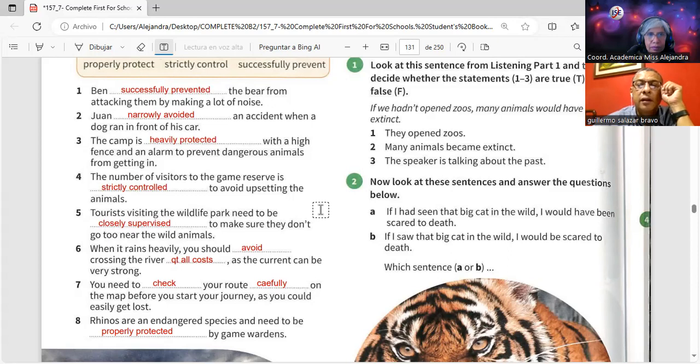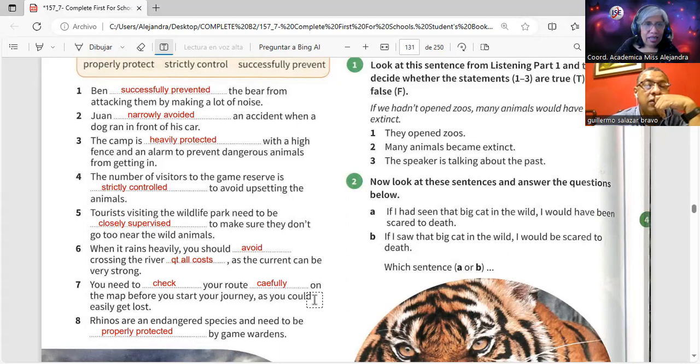Of course, you can exchange. You can say the camp is properly protected or need to be heavily protected. 3 and 8 can be interchanged. Likewise, 4 and 5. The number of visitors is closely supervised or strictly controlled, or tourists visiting the wildlife park need to be strictly controlled.